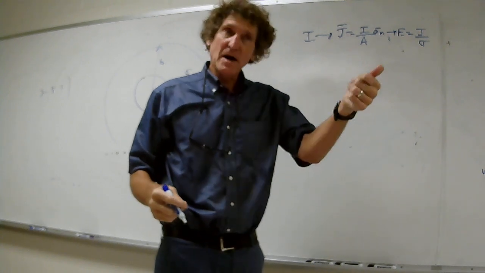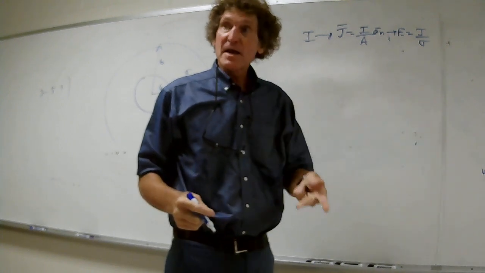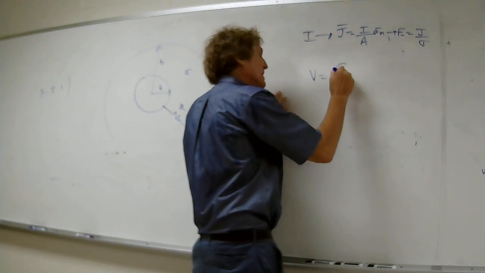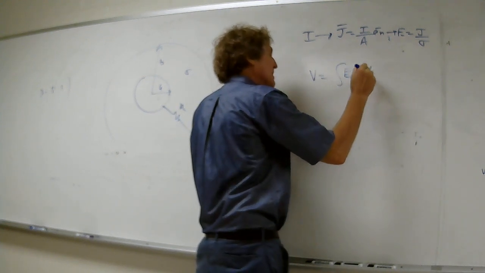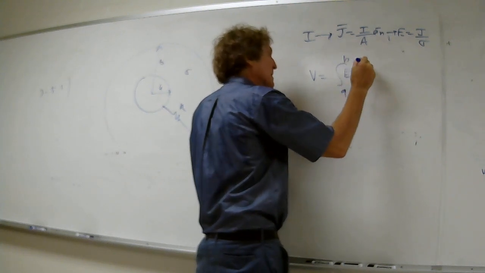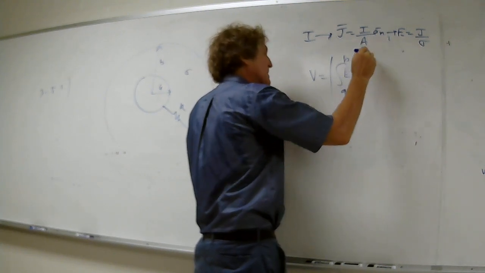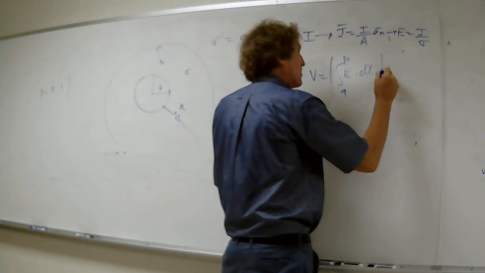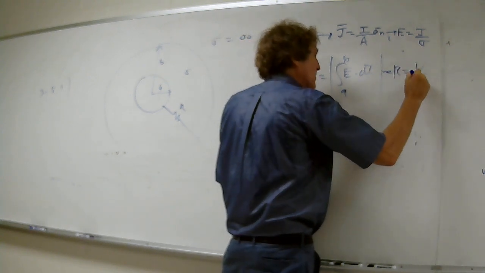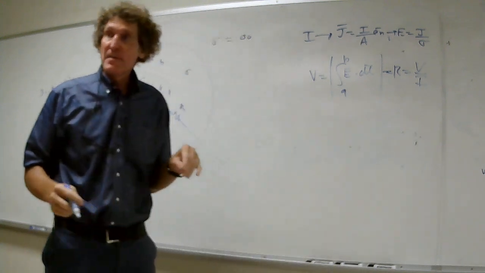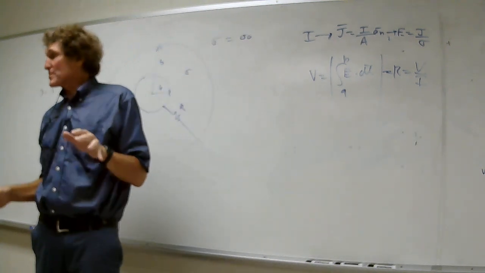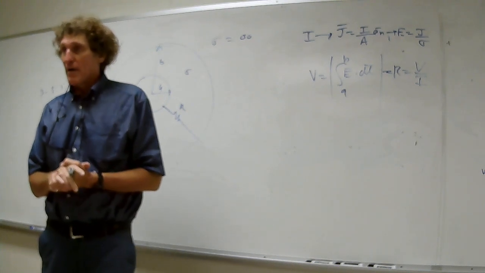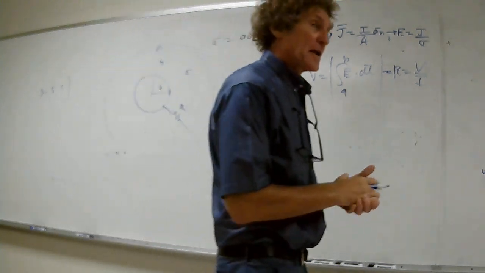Follow me? Assume I, get J, then get E, and then to get V, you integrate E dot dl, in our case from A to B. And you always worry about the magnitude of voltage. Finally, your last step is to get R, and R is just V over I. With me? This is the way it always works, and I'll show you how the parallel works for the capacitor in a second, okay? Now, we assume I, we get J.